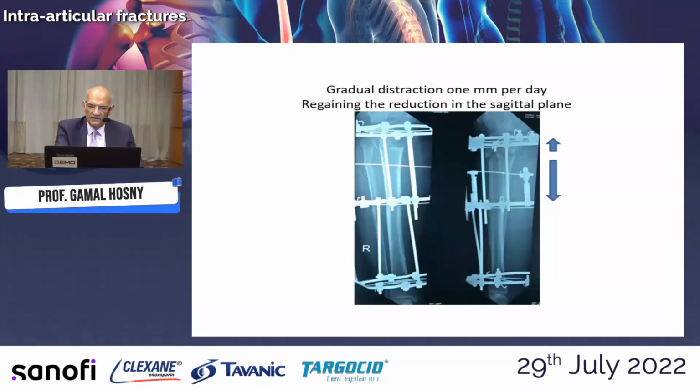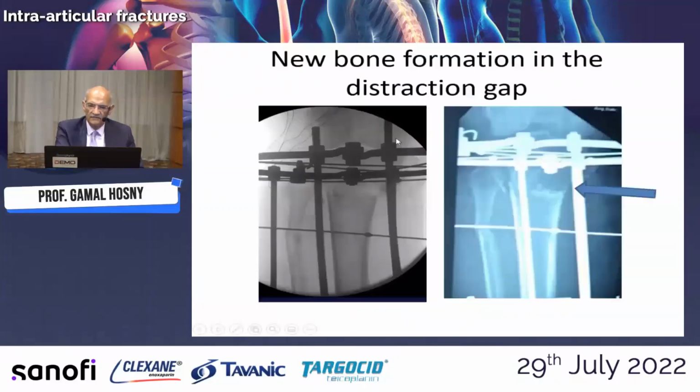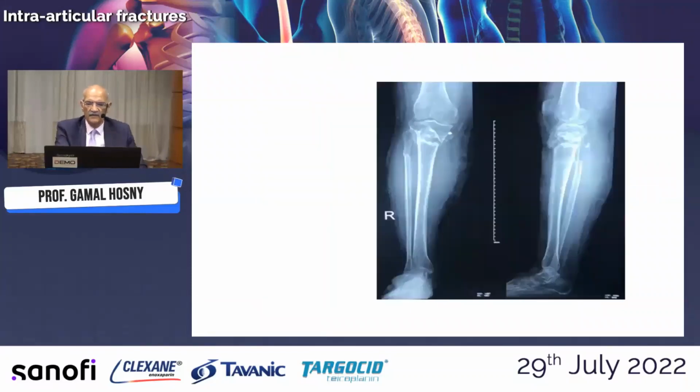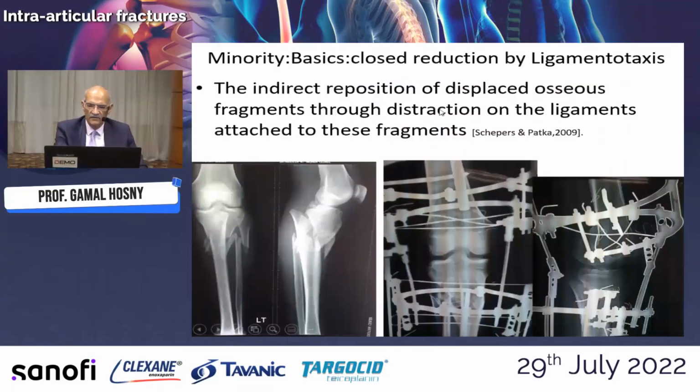Then we start distraction. Gradual distraction, 1 millimeter per day. And we observe the bone formation in the gap. Look, very good bone formation in the distraction gap. So we use the fracture as a closed corticotomy to correct the bone gap. And this is complete union and bone formation. This is what we usually do.